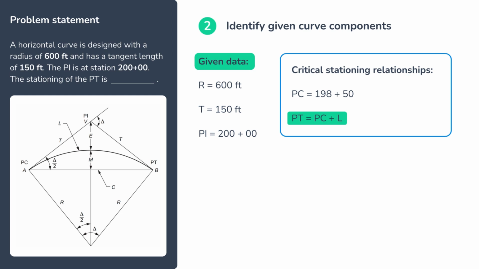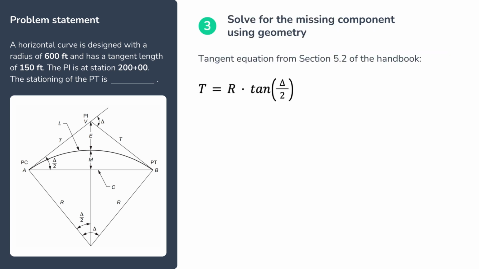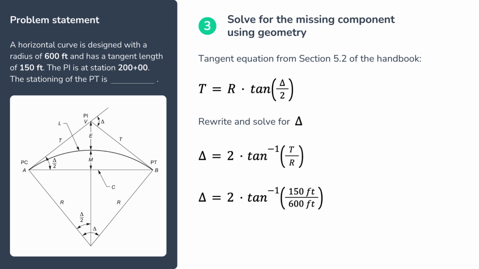From our PT equation, we see that we need to determine the arc length. The equation is shown below. However, before we can calculate L, we need to find the intersection angle. Here is the equation from section 5.2 of the handbook. Since we already know the radius and tangent length, we can rewrite this to solve for the intersection angle. Plugging in our values, we see that the intersection angle is 0.49 radians, or 28.07 degrees.